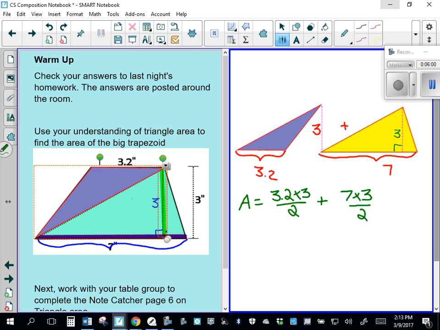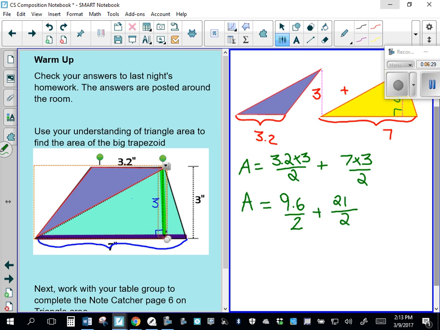So like 3.2 times 3. Anybody do that in their head with mental math? What do you have, Heather? It's 9.6, right? But that's not divided by 2, correct. And 7 times 3, it's 21. 21 divided by 2. Nice. Yes. 21 divided by 2 is 10 and a half, so that one was easier for you. You do that first.